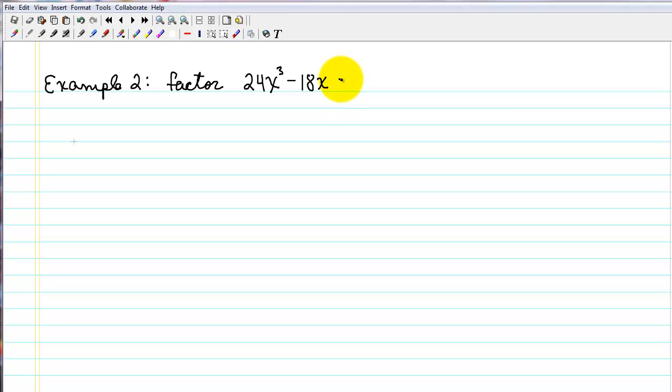So here we need to determine our GCF. If we look at 24 and 18, we can factor out a 6. And we look at our x's, they both have x's, so we can factor out an x to the first power. And our leftovers, we're going to again divide by 6x. So here I get 4x squared minus 3. And that's our second example. So that's the basics of our GCF factoring.